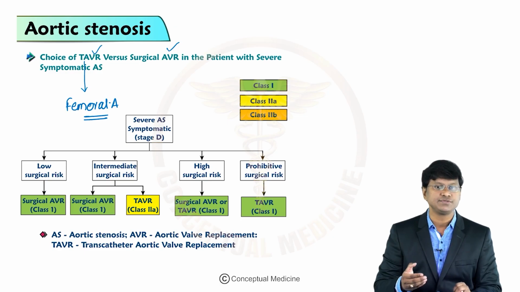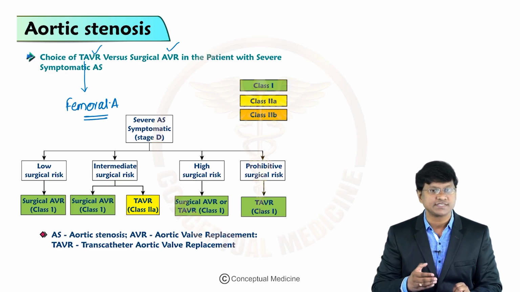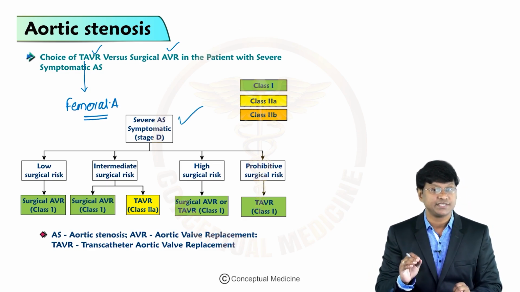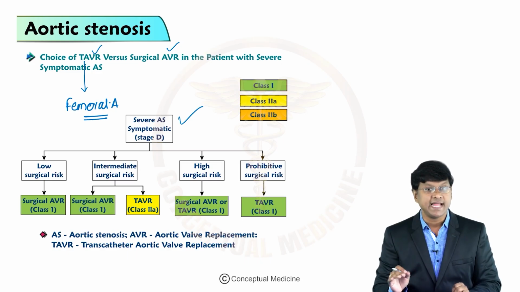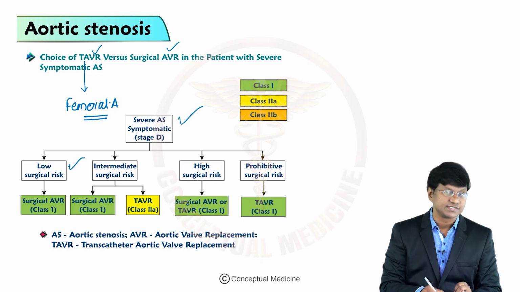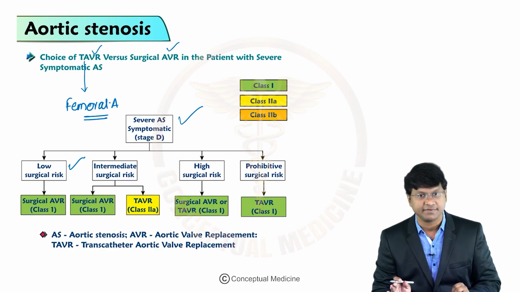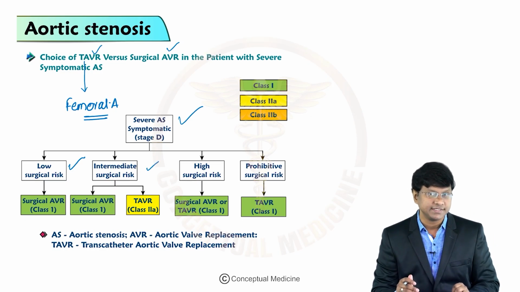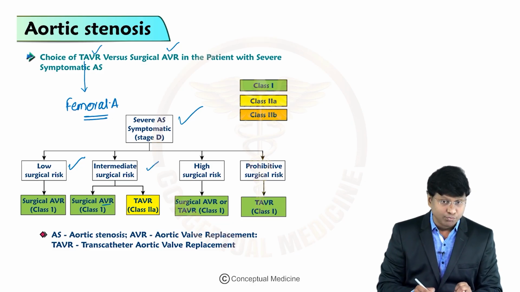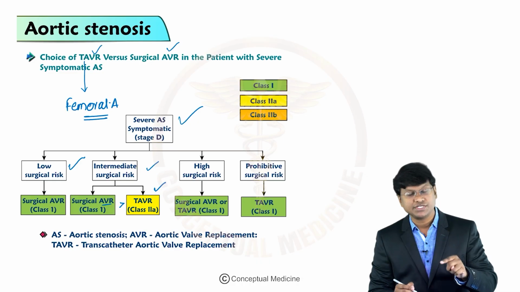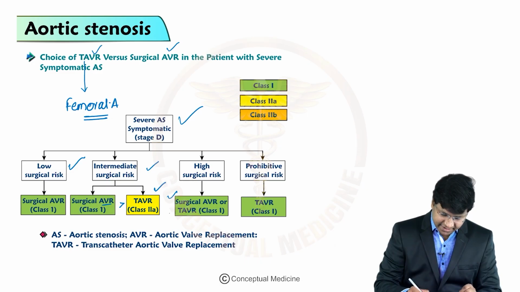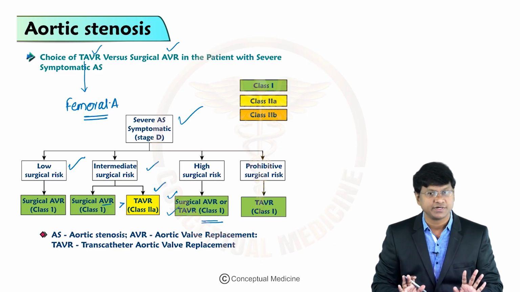Now, in which group of individuals should TAVR be done and in which group should SAVR be done? Any individual with severe aortic stenosis who is symptomatic and has low surgical risk has to undergo surgical aortic valve replacement. If the individual has intermediate surgical risk, then either SAVR, which is more preferable, or TAVR. Whereas in those individuals with high surgical risk, again either SAVR or TAVR, both of them class 1 recommendation.